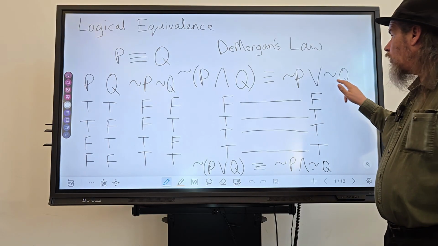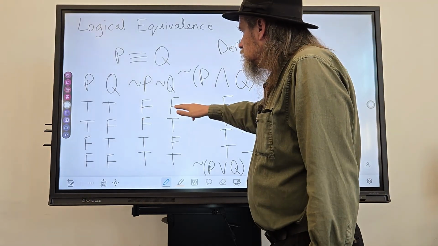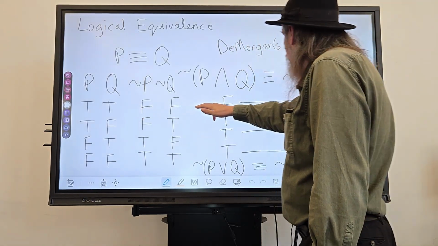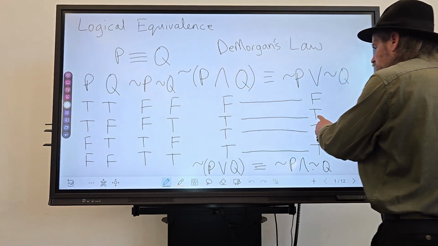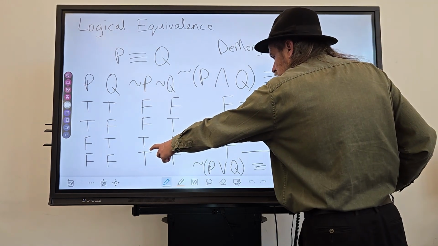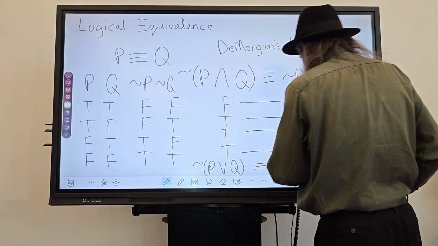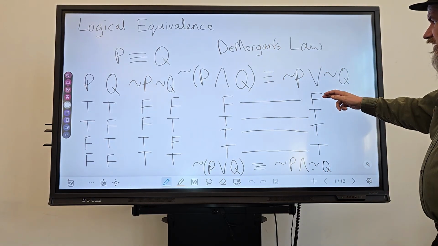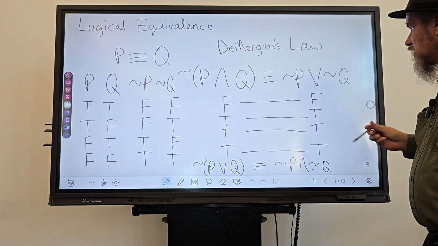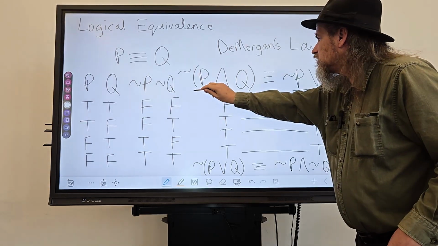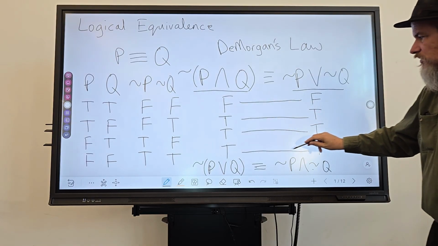Now, not P or not Q would be false or false, which is false. False or true would be true. True or false would be true. True or true would be true. So you can see that this statement here and this statement here are equivalent because their truth values match up.